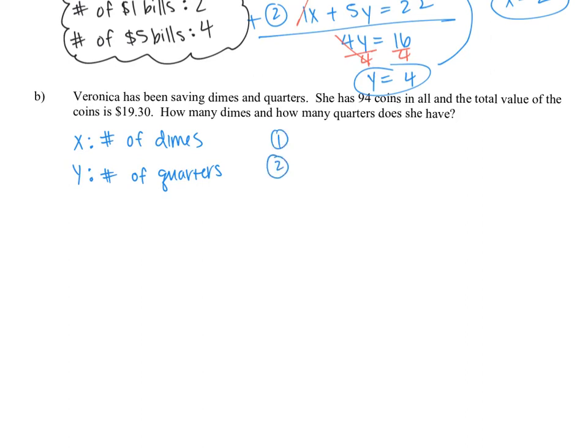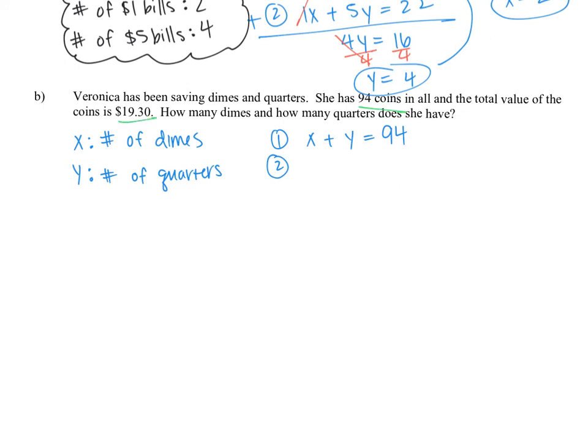So the first equation could just be adding the number of dimes and the number of quarters, because we know that if she adds up her dimes and quarters, the total amount of coins she has is 94 coins. So we can say that that's equal to 94 if we add up x and y. We know that the total value that she has in coins is $19.30.